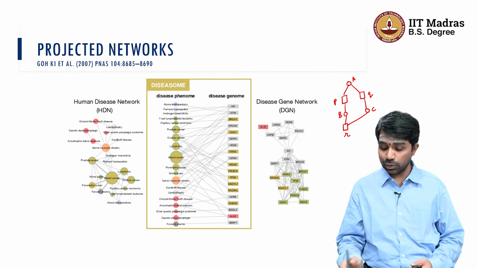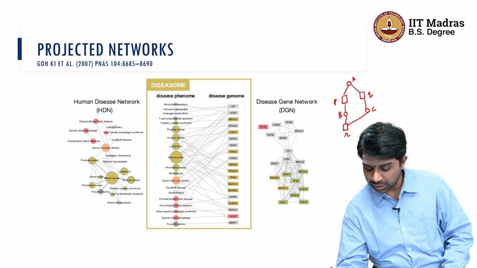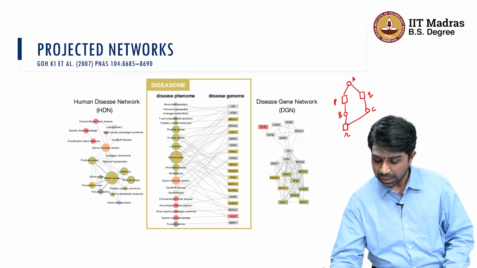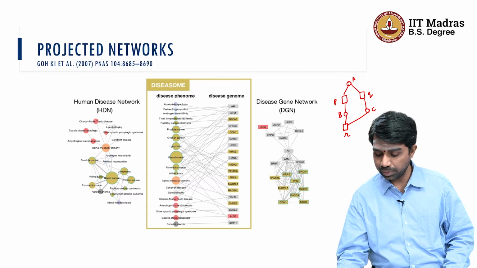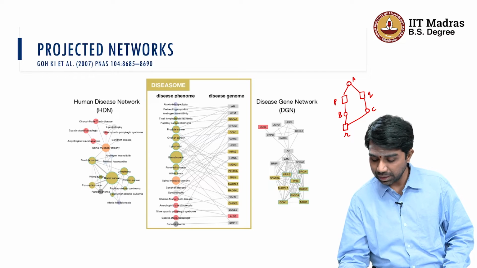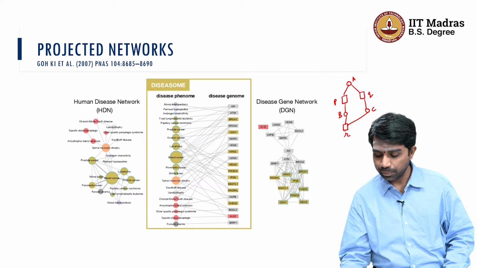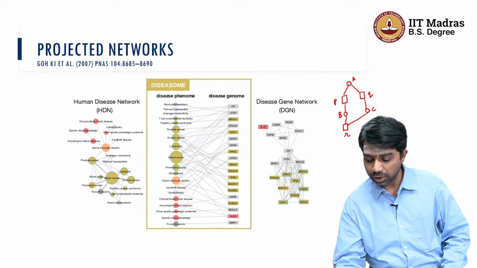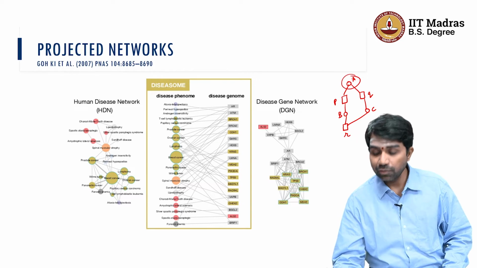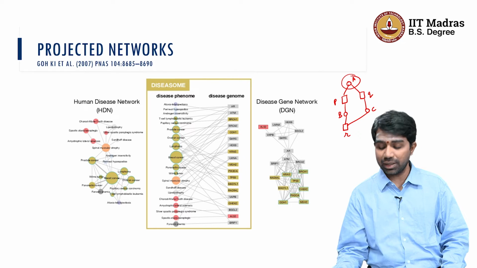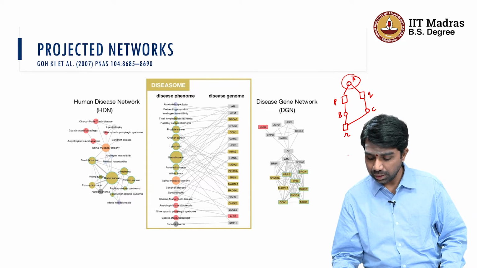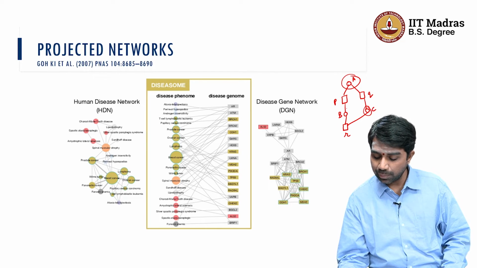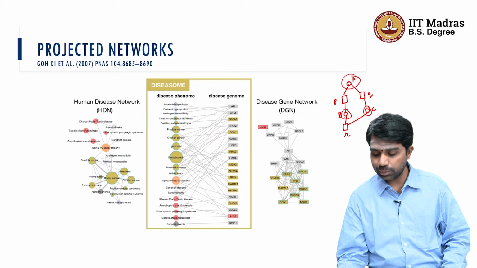So in this case, if you assume that the capital A, B, C are genes and small p, q, r are the disorders, A and B influence P, right, and B and C influence R, right, and you can see that P and Q are potentially connected because they are influenced by the same gene. So there is some similarity between these two genes, right, and similarly Q and R are connected because they are influenced by the same gene, and P and R are connected because they are influenced by the same gene.